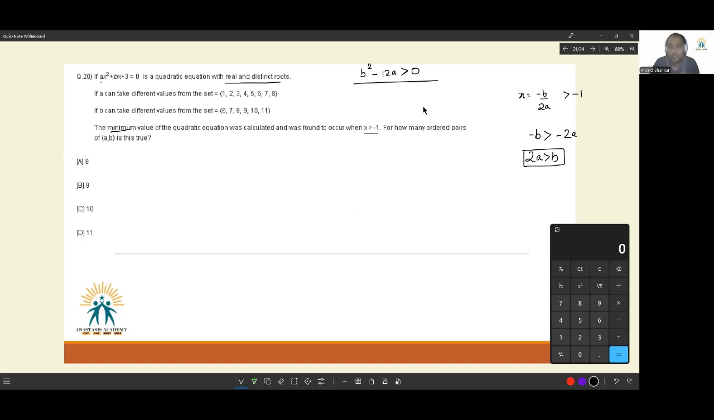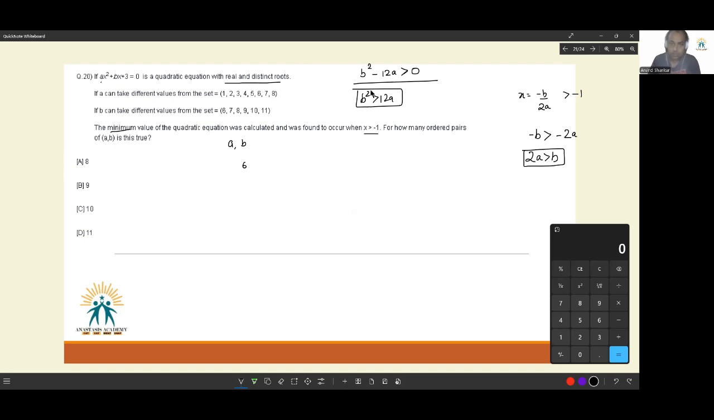I have another condition here. I have b square greater than 12a and 2a greater than b. For how many ordered pairs of AB is this true? Let's work. B square has to be greater than 12a and 2a has to be greater than b. So I'll start with AB pairings. Given that the list of numbers for B is smaller, I'll fill that up first.